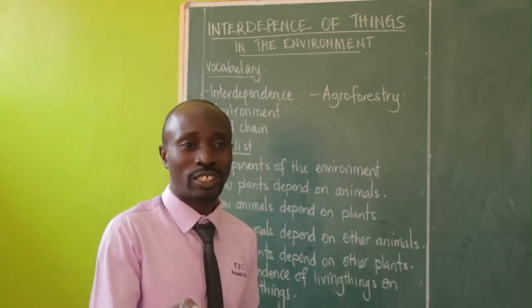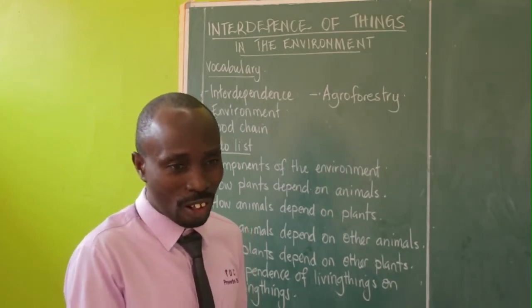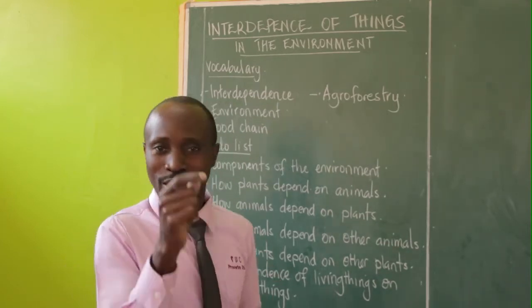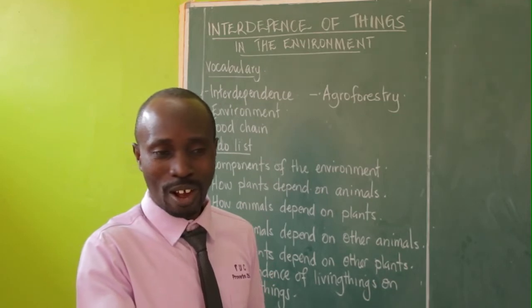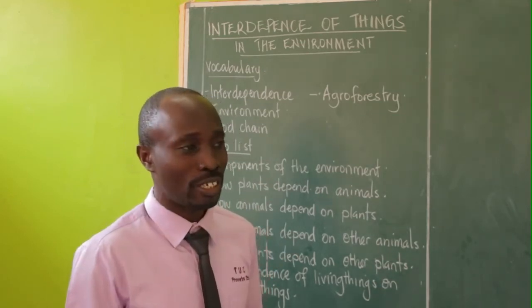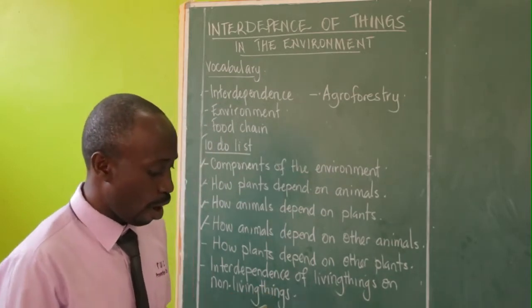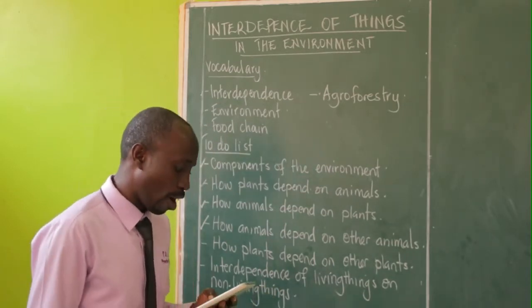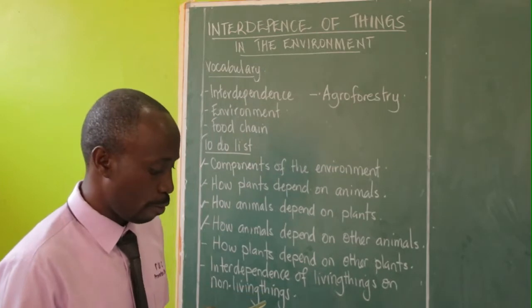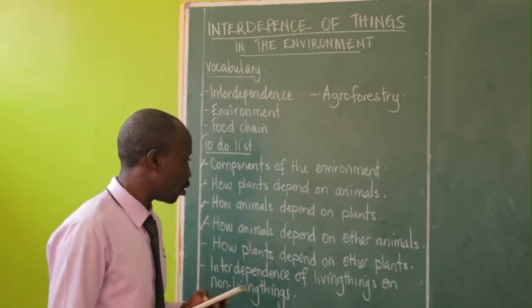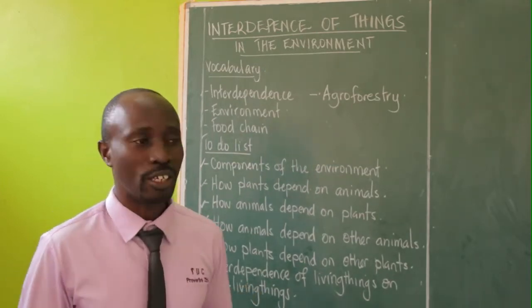Okay? So those ticks are parasites. Now, it is an animal depending on another animal. Why? It is getting food from it. Okay? So that is another way of how animals depend on other animals. Okay? Let's look at now transport, especially human beings.